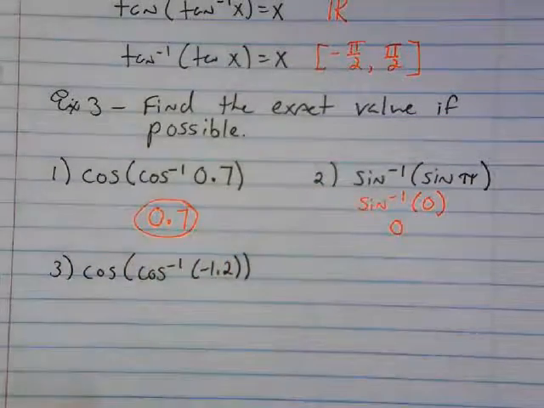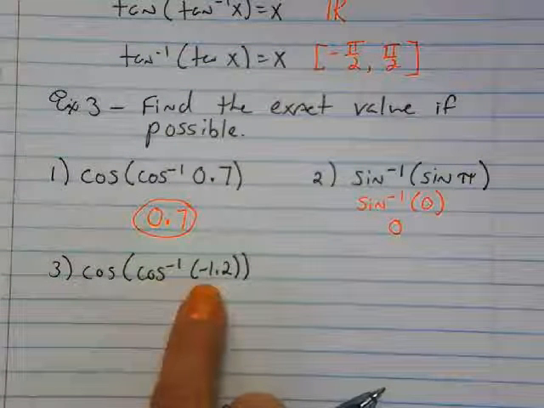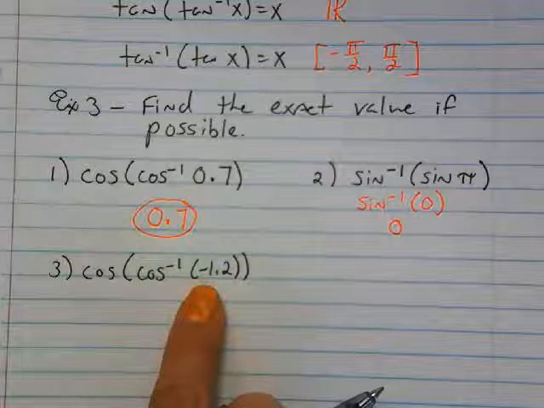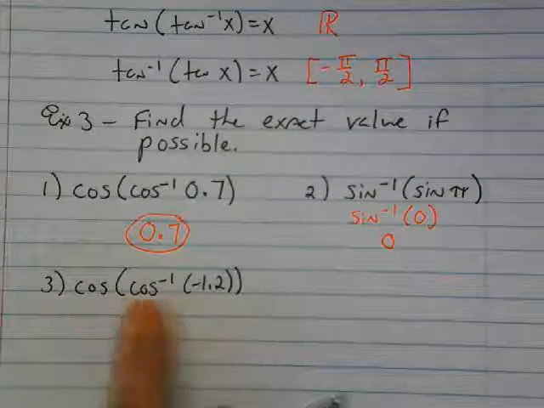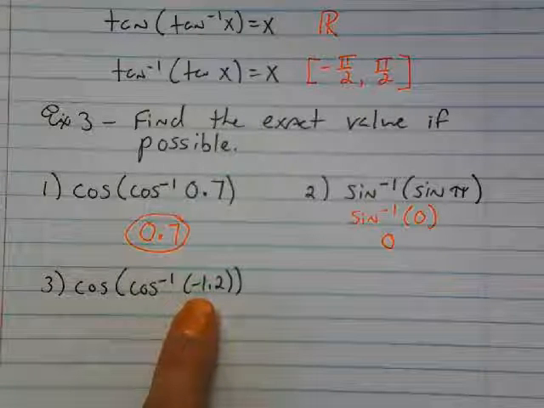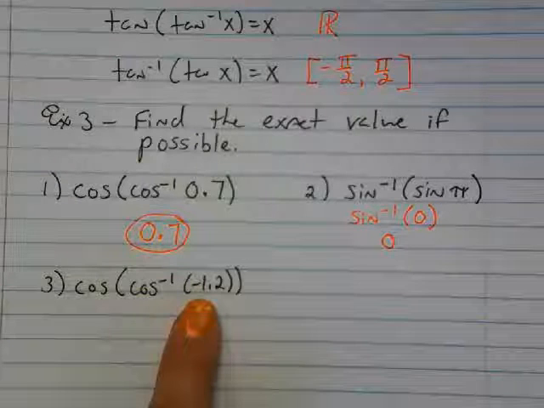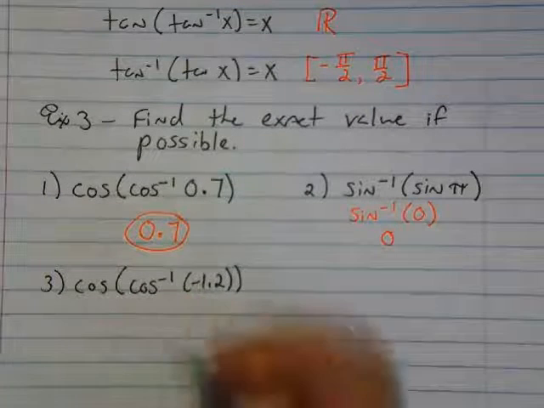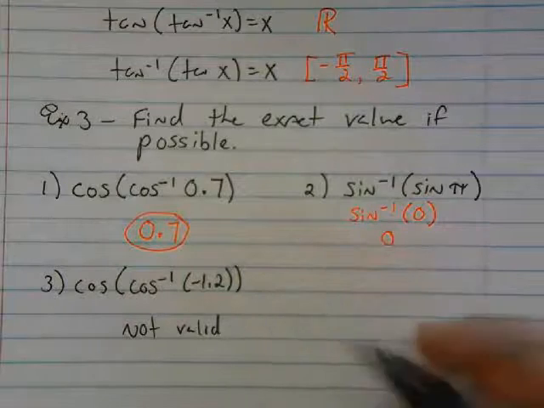Alright, let's talk about taking the inverse cosine of negative 1.2. So this time I don't know what the inverse cosine of negative 1.2 is. In fact, if you try to take the inverse cosine of negative 1.2, what does your calculator say? It has a domain issue. So this is not valid, or not possible.